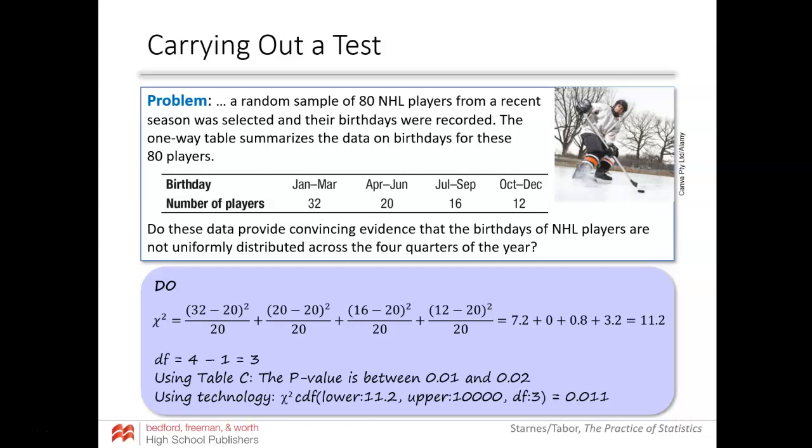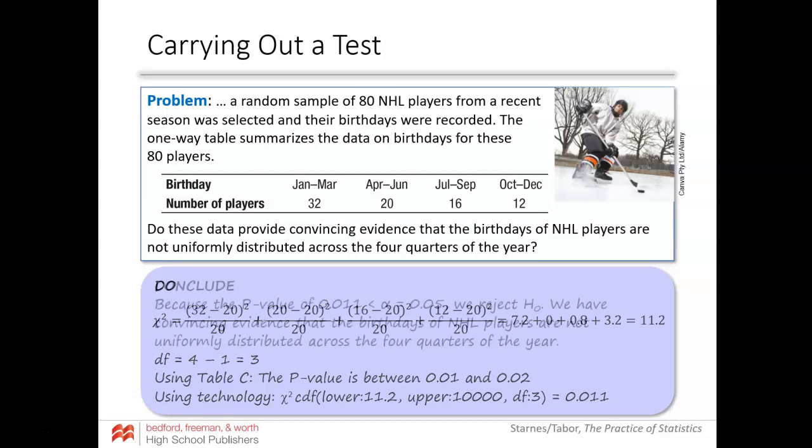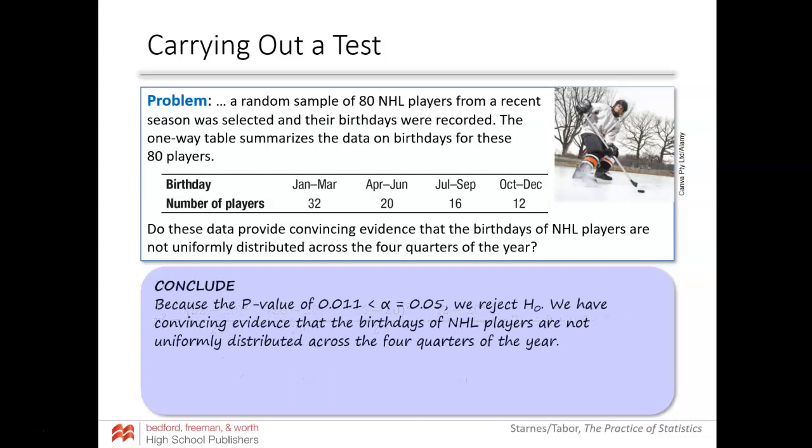If we use the chi-square distribution that goes from 11.2 to something stupidly large with degrees of freedom of 3, we get, oh, interesting. Okay, I think I'm about to eat my words, guys. The p-value is 1.1%. Because the p-value is less than our significance level, we reject the null hypothesis. See, what do I know? That's why you always got to run the data. We have convincing evidence that the birthdays of NHL players are not uniformly distributed across the 4 quarters of the year. Oh my gosh, that is something to think about.